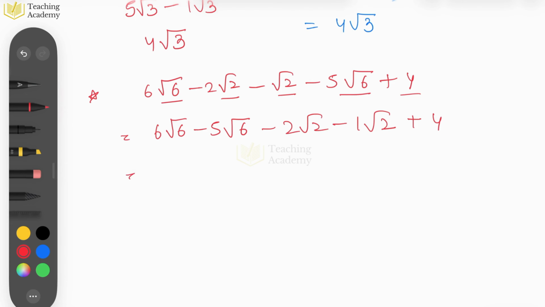Now you can see that 6 minus 5 is going to be 1 along with root 6, because we are not changing root 6 here. Root 6 is the like one. Now here it is negative 2 and negative 1, so it is negative 3 root 2 and then plus 4 as it is. Here we didn't solve the plus 4, so we are writing it as it is. As I said, you only need to check the like radicals, otherwise no need to solve it. You can leave it as it is.